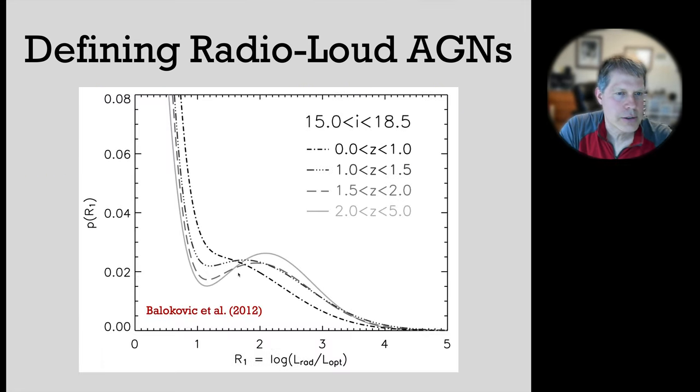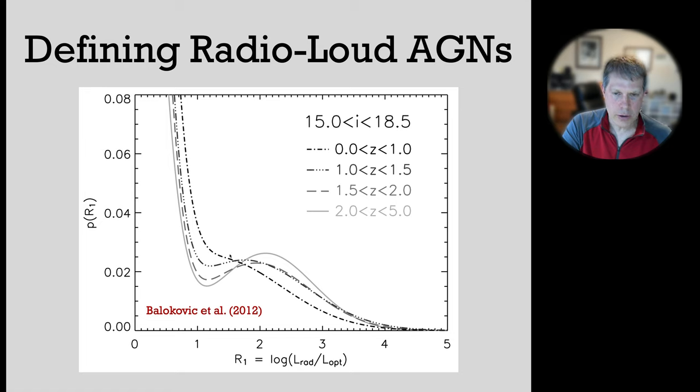In fact, here is one of those distributions from some fairly recent work, which basically shows the number density, or the probability function, as a function of radio loudness parameter, which, again, is the ratio of the radio luminosity to the optical luminosity. You can see for sources in that magnitude range and at a range of different redshifts, with different shading, that there is this distribution. And at many redshifts, you don't see much of any hint of a bimodality at all.